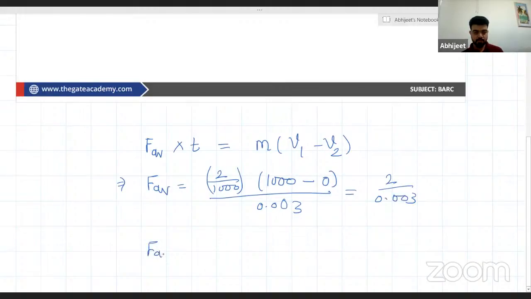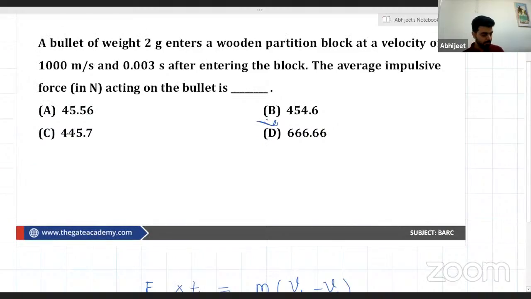So what is the average force? Come on, everyone, let me know. 2 divided by 0.003 is 666.66. Okay, this is the answer. So is the solution clear, guys? Please let me know on the chat. Is it clear?